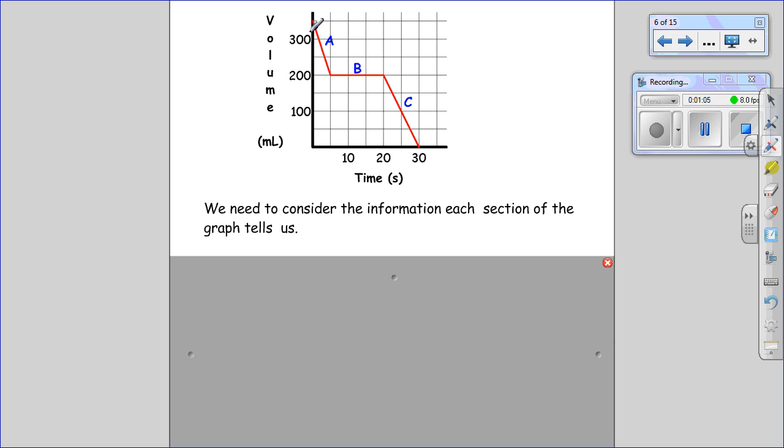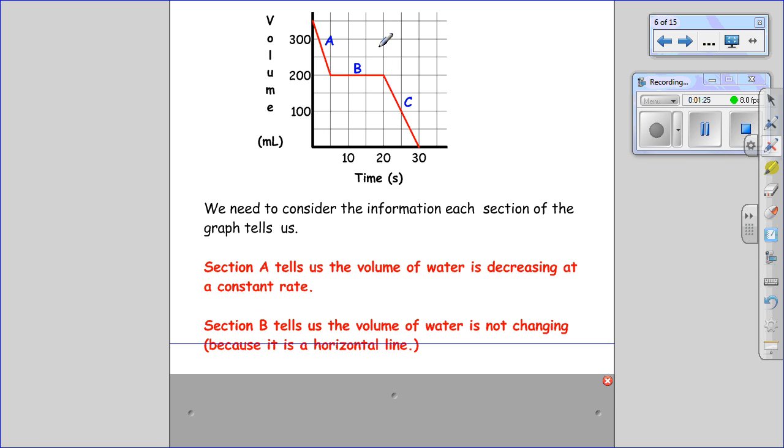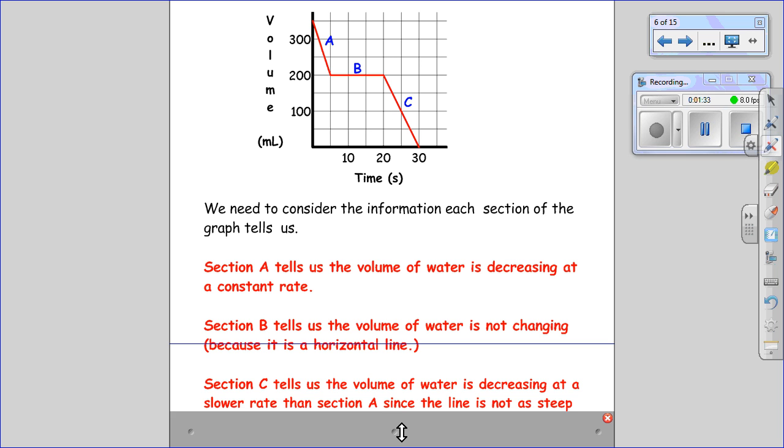What does each section of the graph tell us? If we look at section A, the volume is decreasing at a constant speed because it's linear, over 5 seconds. Section B, the volume of water in the bottle is not decreasing. It's not changing, in fact, so he's not drinking at this point in time. And in part C, it's not as steep a line, so he's not drinking as quickly, but he is still drinking because the volume is decreasing.